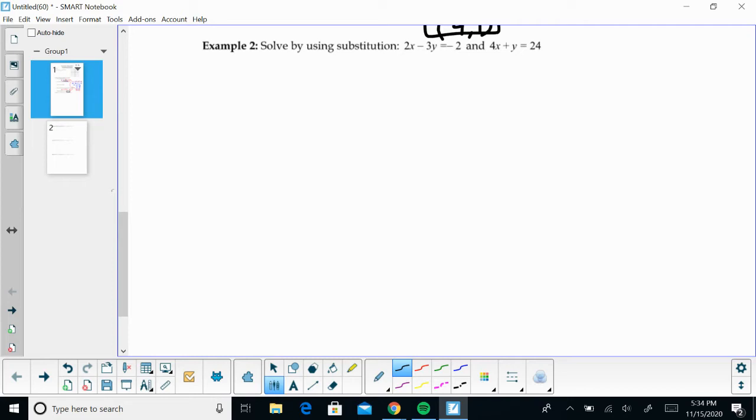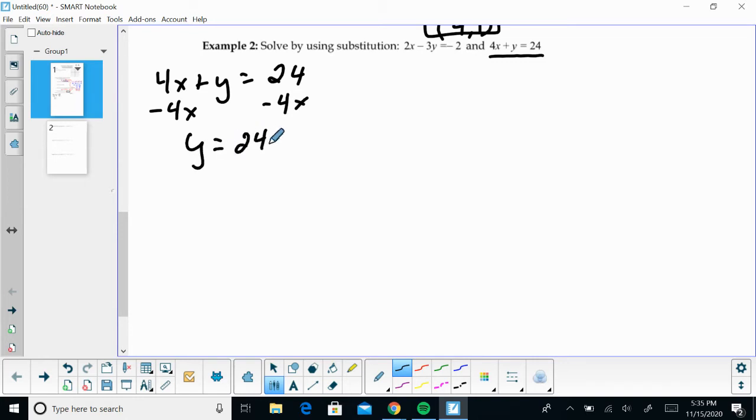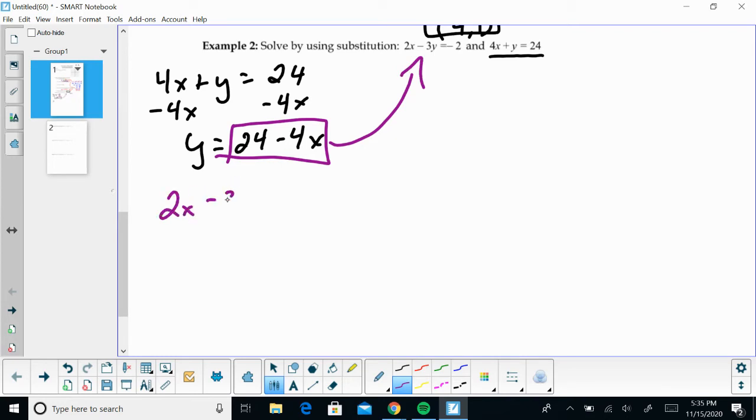The difference is sometimes it's easier to solve for certain variables. It's going to be easier to take this second equation and solve it for y because y has a leading coefficient of 1. So that's what I'm going to do. I'm going to subtract 4x, and now I have y equals 24 minus 4x. Now that I have this, I'm going to plug it into my other equation. So I'll have 2x minus 3 times (24 minus 4x) equals -2.